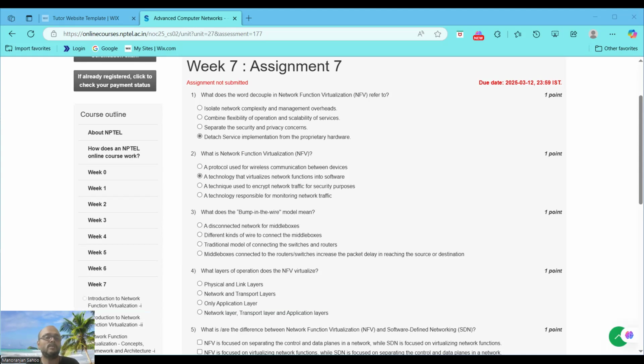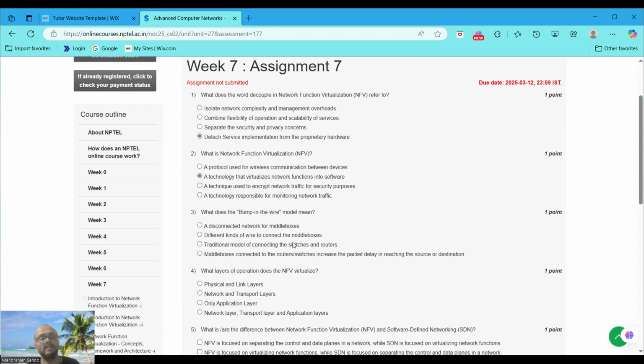Except B, the other options we can consider incorrect statements. One says NFV is a protocol, but NFV is not a protocol, so this is an incorrect statement. Another option is unrelated, that NFV focuses on virtualization, which is also incorrect. The third, option D, is monitoring function, not an NFV definition. But option B, a technology that virtualizes network functions into software, is the answer. So question 2, option B.